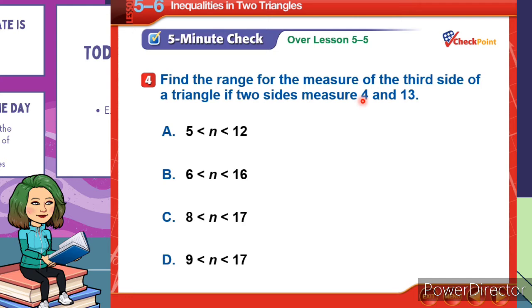So 10 plus 4 is 14 and 14 is greater than 13. 10 plus 13 is 23 and 23 is greater than 4. And 4 plus 13 is 17 and 17 is greater than 10. So therefore the answer will be letter D.